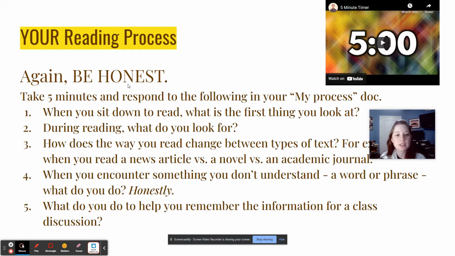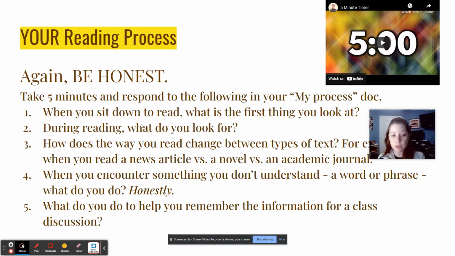When you sit down to read, what is the first thing you look at? Do you look at titles? Do you look at subtitles? Do you look for bold? Do you look for how long the text is? During reading, what do you look for? Do you look for sections? Do you try to highlight one thing per section? What's your strategy for tackling a reading? How does the way you read change between types of text?